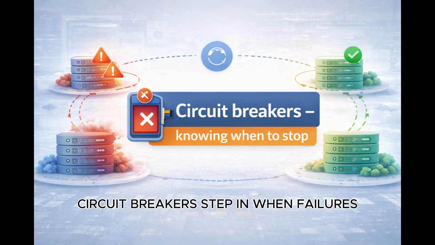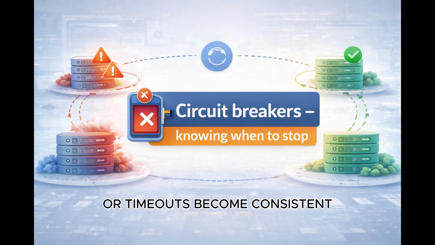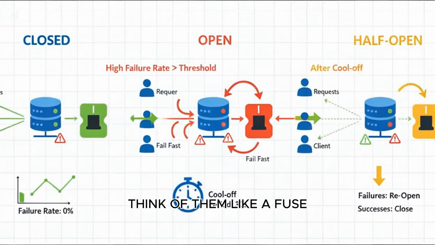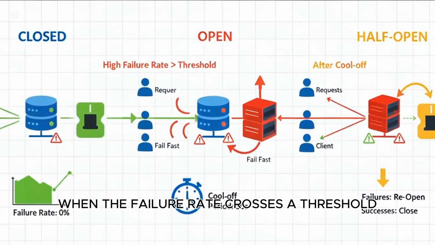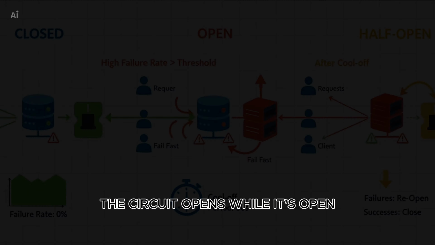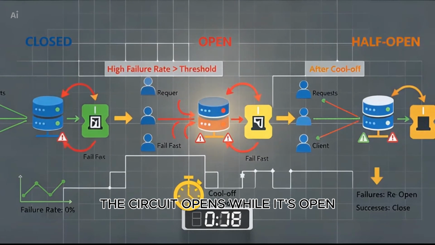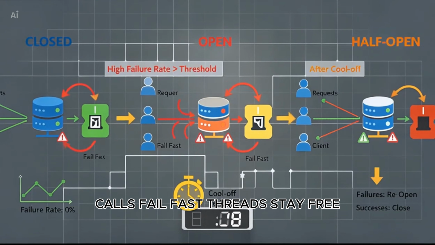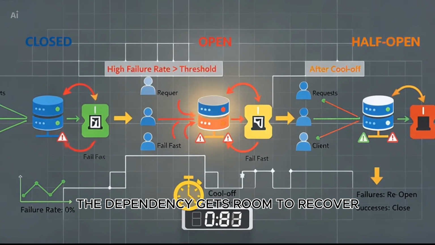Circuit breakers step in when failures or timeouts become consistent. Think of them like a fuse. When the failure rate crosses a threshold, the circuit opens. While it's open, calls fail fast, threads stay free, and the dependency gets room to recover.